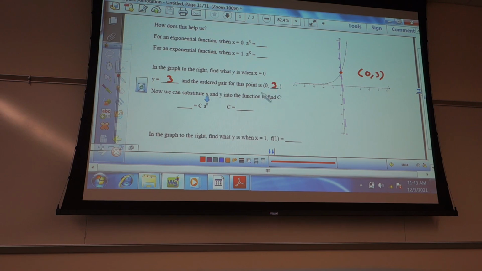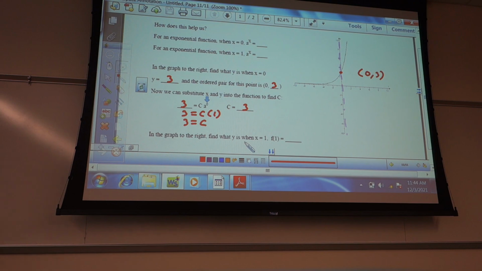Now we can put those into our function. So I'm going to put 0 in for x, and what's going to be my y? 3. So then we know that a to the 0 power is just 1. So 3 equals c times 1, which is just c. So c is 3.